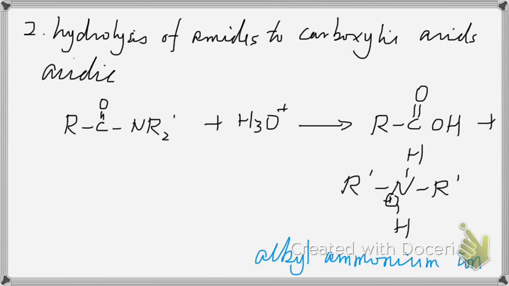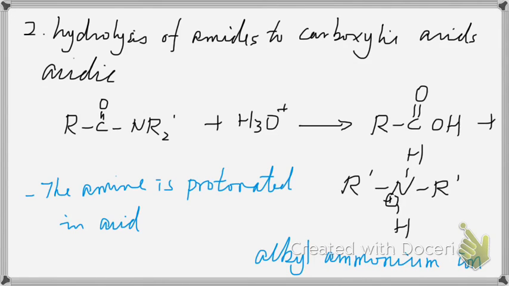For example, as shown here, since it's under acidic condition, the products, the base will react with the acid. So the amine will react with the acid further to become protonated. As a result, hydrolysis of amide under acidic condition will give an alkyl ammonium ion. Amine will be protonated in acid.